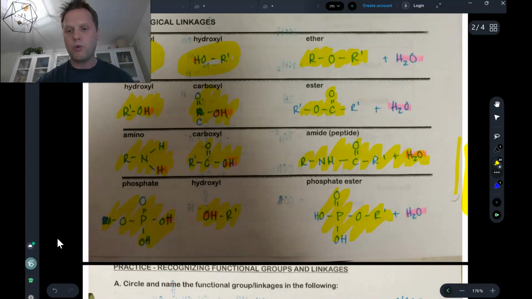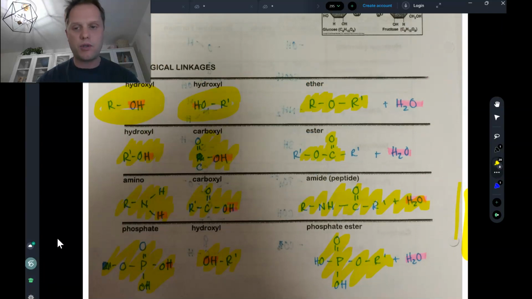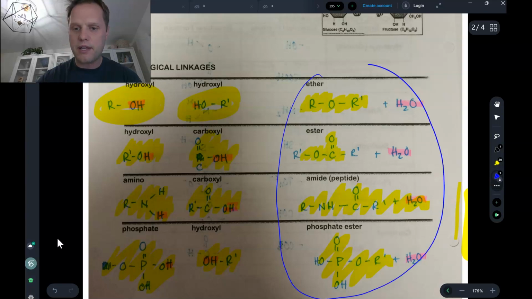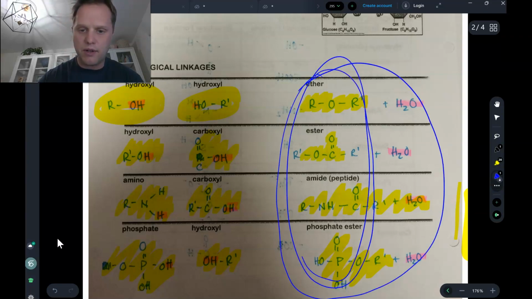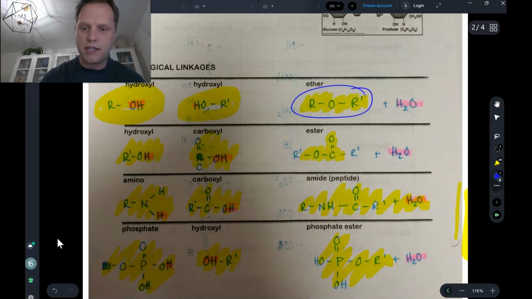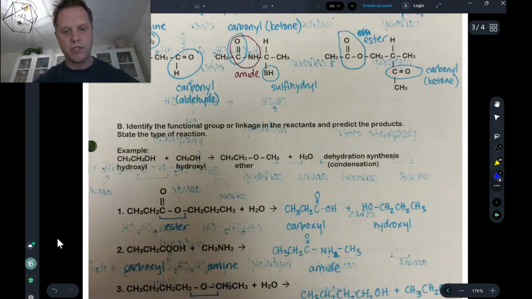In all of these, we're removing water. You can see highlighted in orange the H2O that we're removing to make that linkage. It seems a bit overwhelming at first, but the key to understanding these is to know these ones right here. If you understand those functional groups, you'll be in pretty good shape. If you can recognize that ether, that ester, that amide, and that phosphate ester, it's really going to help you out. So let's go ahead and do some examples, and you can complete the worksheet on your own.